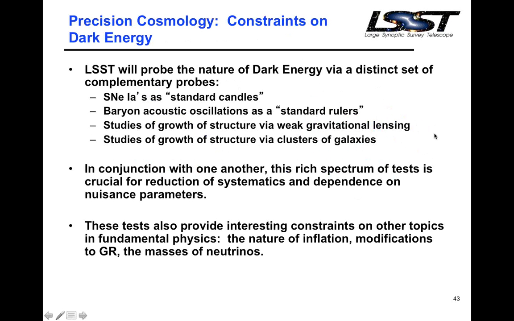So in conjunction with one another, this rich spectrum of tests is crucial for reduction of systematics and dependence on nuisance parameters. And these tests also provide interesting constraints on other topics in fundamental physics, like the nature of inflation, modifications to general relativity, and the masses of neutrinos.